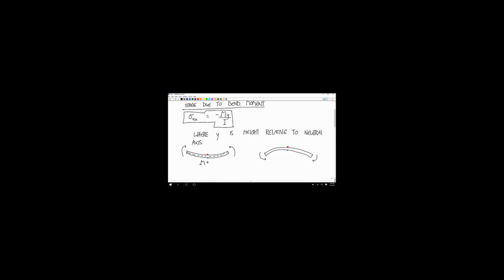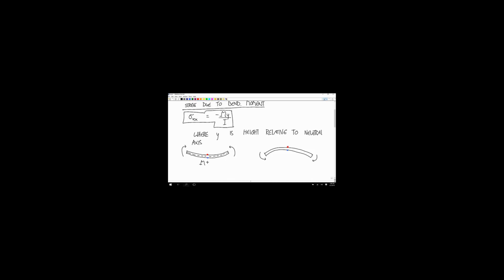Now this one, go to the blue dot. We're still dealing with a positive bending moment. Y is negative. So all of this becomes positive. And that says that the X normal stress is positive. So it's in tension. And that's what you would expect if you bend it this way. And everything works the same but opposite in the other case.